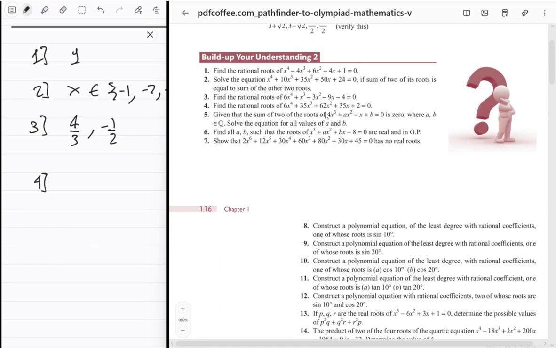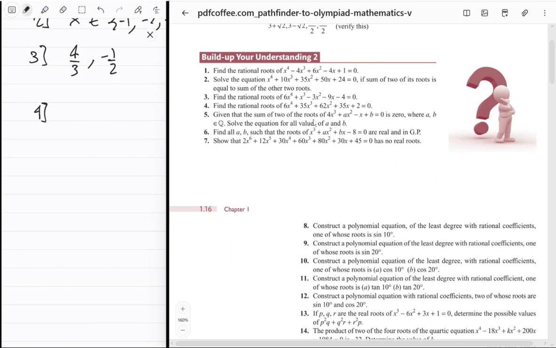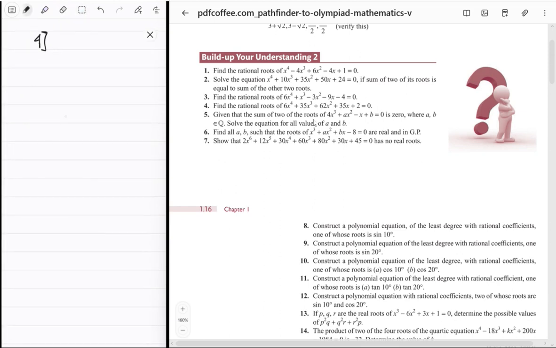Find the rational roots of this thing. So once again, each of them is smaller. I think 2 is smaller. So we'll just first of all do x replaced by 1 upon u. So x is equal to 1 upon u. Then it's going to be just, or first of all, don't do that. Yeah, just write the usual way.